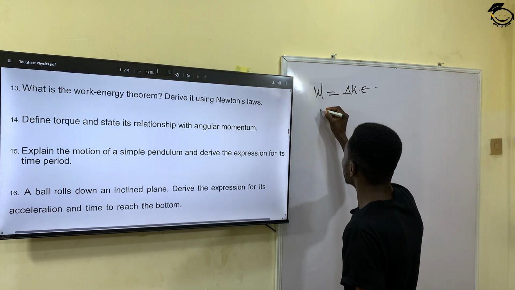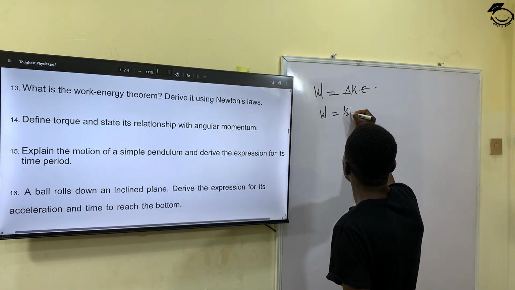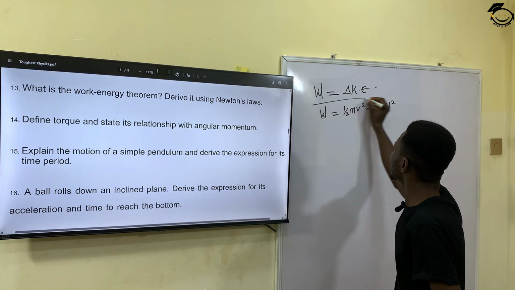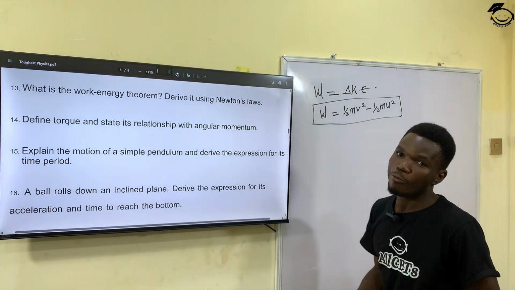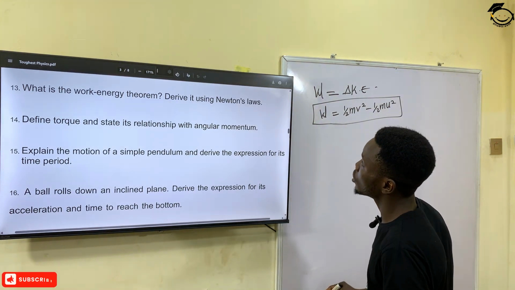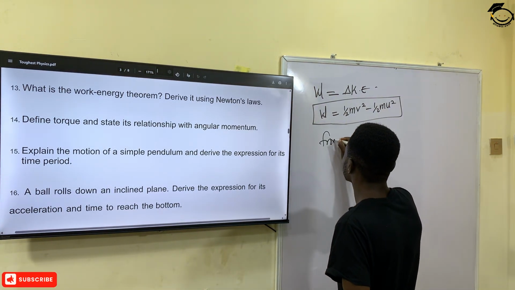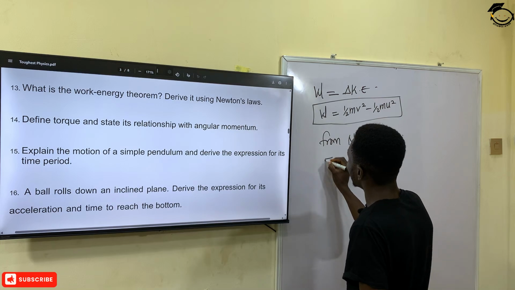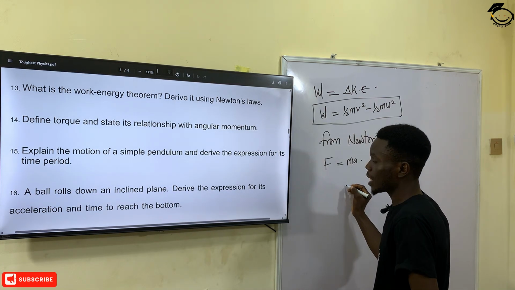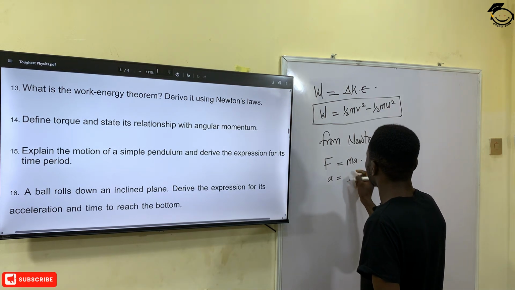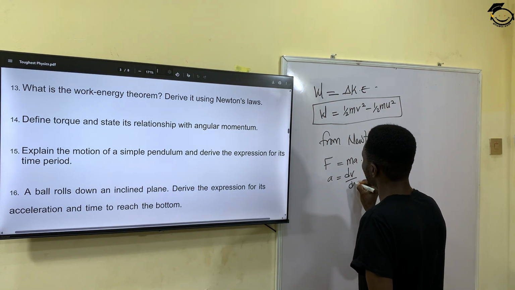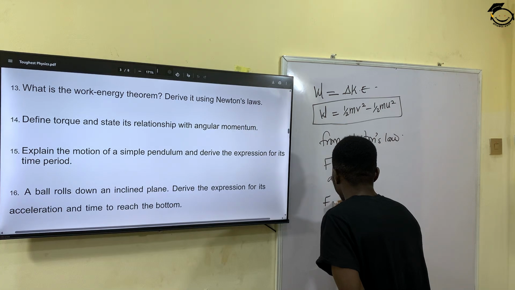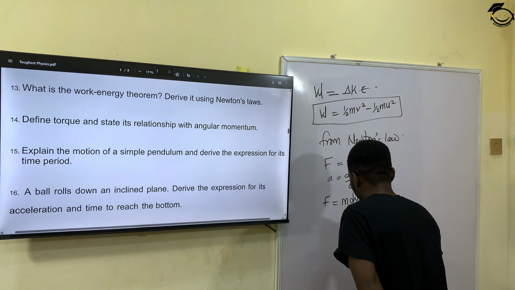So if this is what I have, it means that my work done is equal to half mv squared minus half mu squared. So this is the work energy formula or work energy theorem. And they said we should derive it using Newton's law. Now from Newton's law, we establish that F is equal to ma. This is the same as saying that since we know that a is dv over dt, that's change in velocity over change in time, my F is equal to m dv/dt.